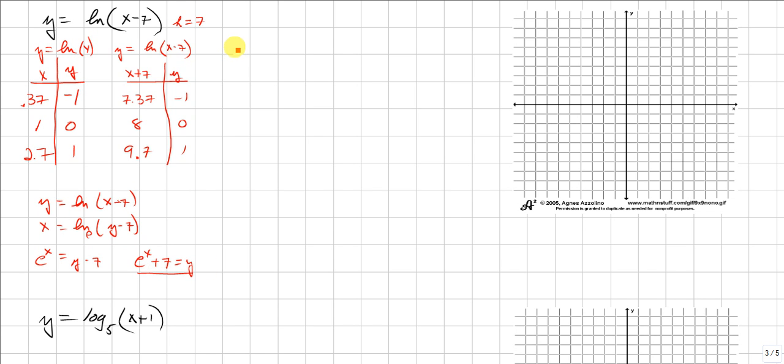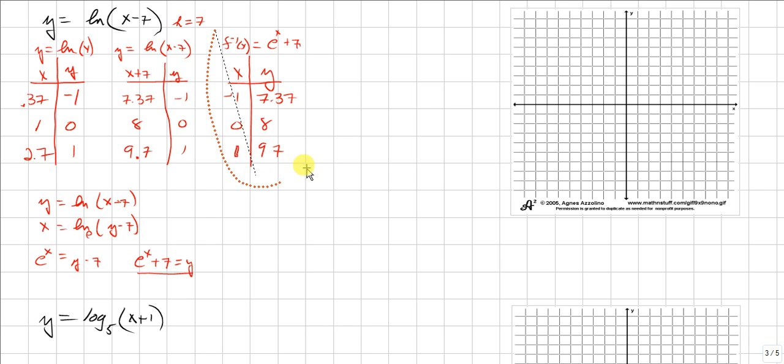So the inverse is equal to e to the x plus 7. For the x and y values, I'm simply going to switch the x and y coordinates. So I've got negative 1, 7.37; 0, 8; 1, 9.7. So let's plot those. I'm going to change this to blue.